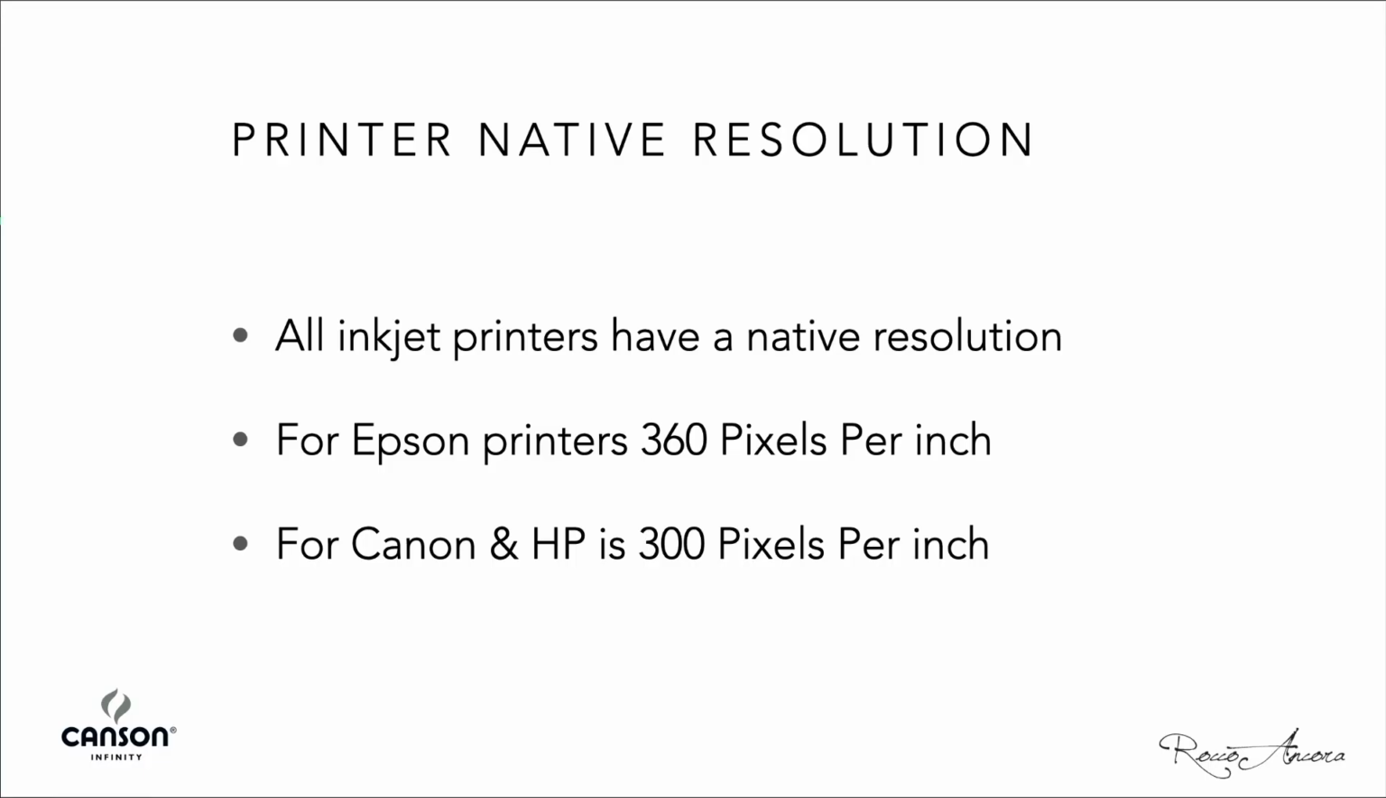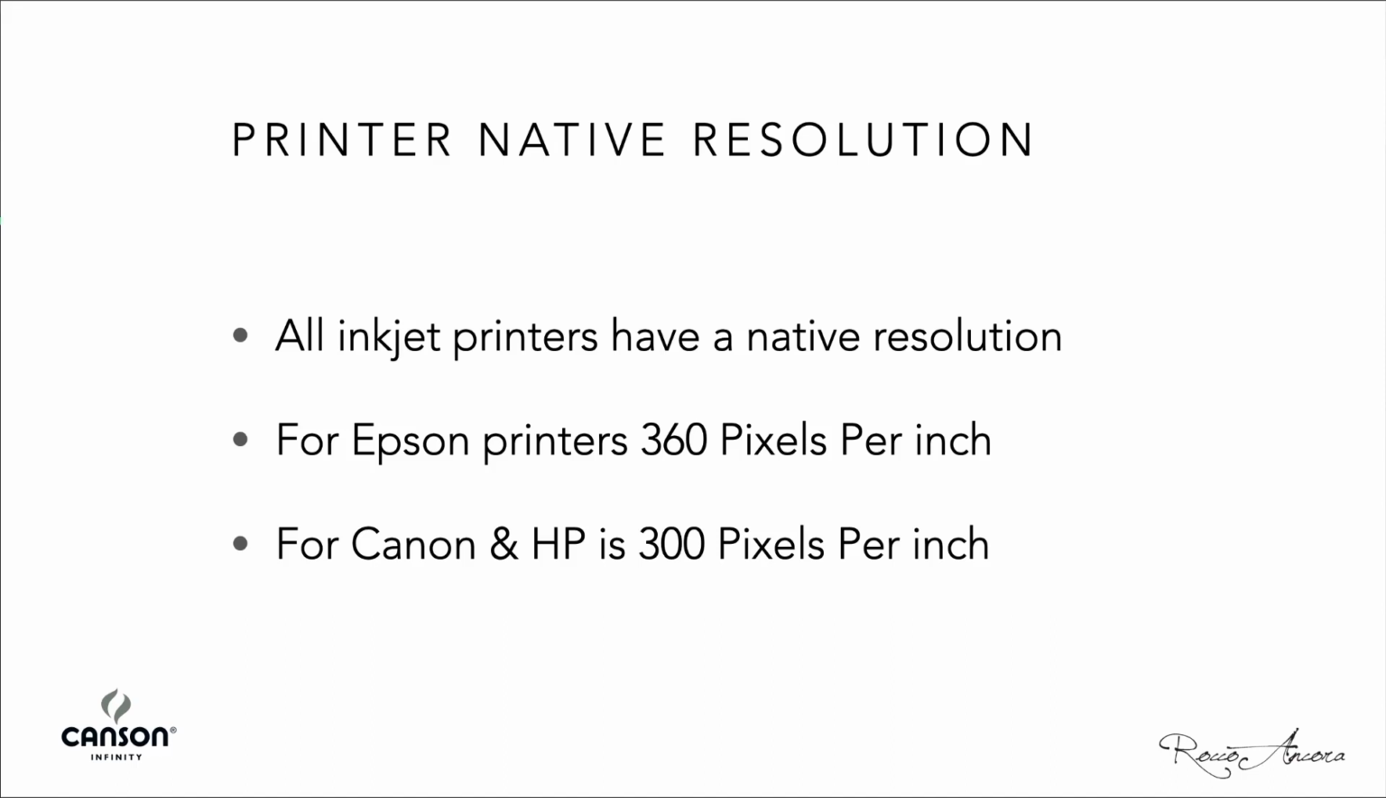Okay, so let's talk about printer native resolution. Now, all inkjet printers have a native resolution. If you're printing on the Epson printer, that resolution is 360 pixels per inch. For Canon and HP, it's 300 pixels per inch. All that means is that resolution is what the printer prefers to have files delivered at through the print driver. So anytime you send a print to the printer and that print is not set to the printer native resolution, then the printer driver will resample it to the printer's native resolution.